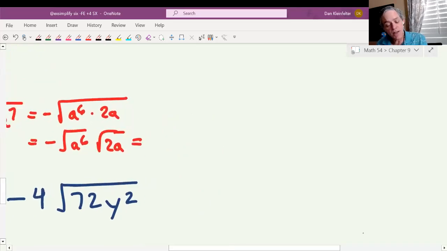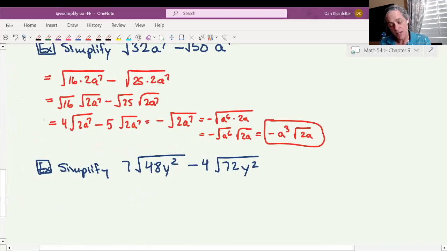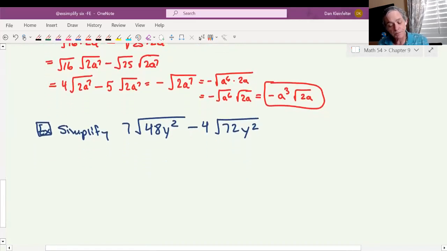Okay, the square root of a to the 6th is going to be a cubed. And so we'll have negative a cubed square root 2a. Okay, so that was a fair amount of steps, but we did it. Okay, here's one more to try.